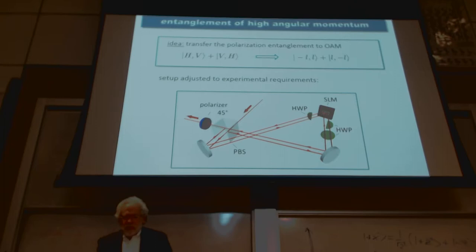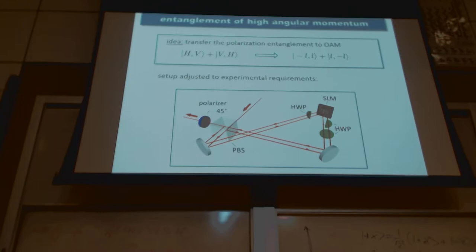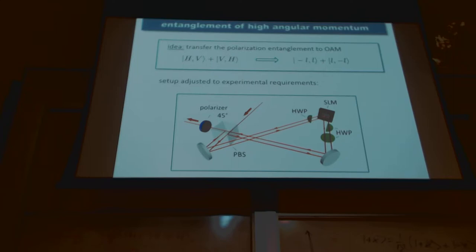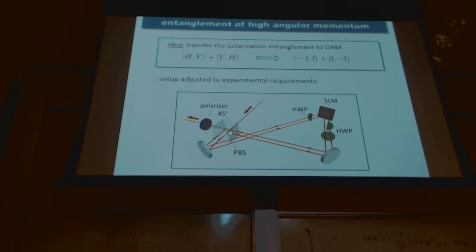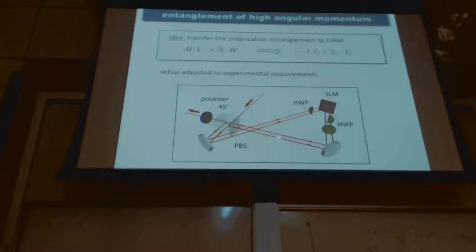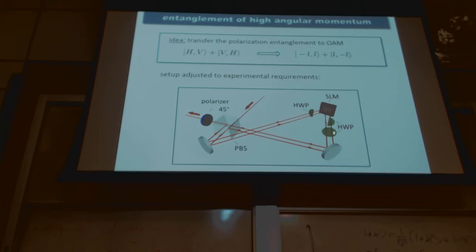Let's suppose we have an incoming linearly polarized photon. It could also be a classical state, it doesn't matter, okay? And I have here a polarizing beam splitter oriented at 45 degrees to the polarization of this photon. Then one polarization state will be reflected, the other one will be transmitted.